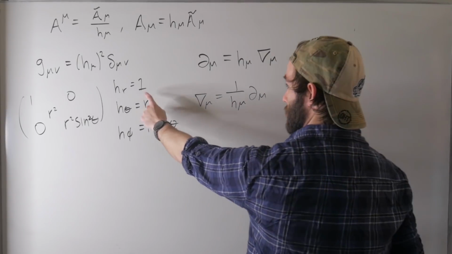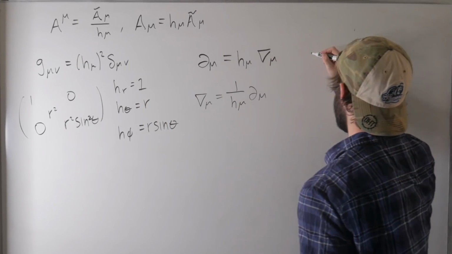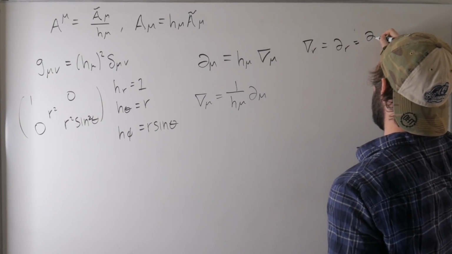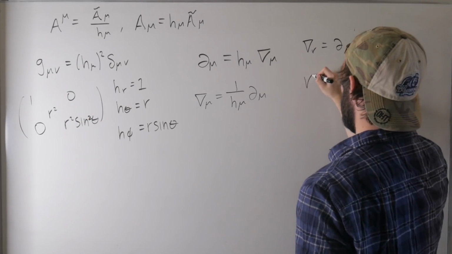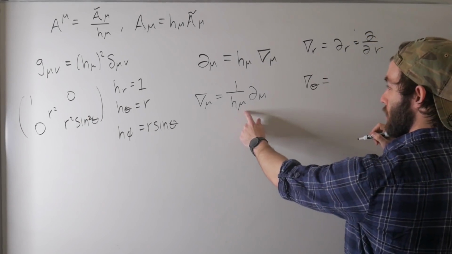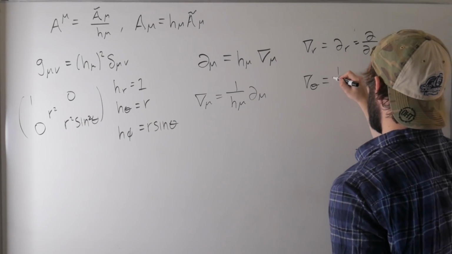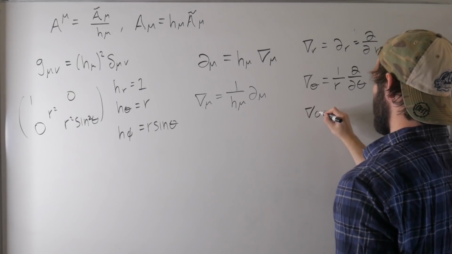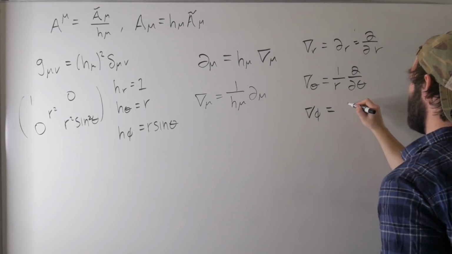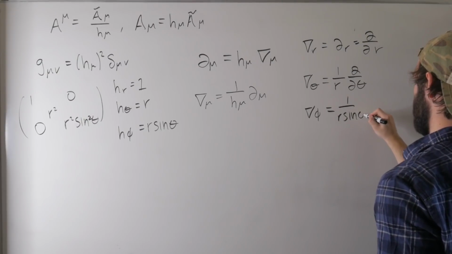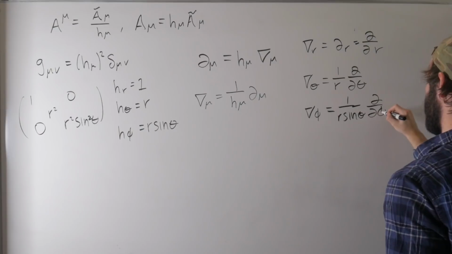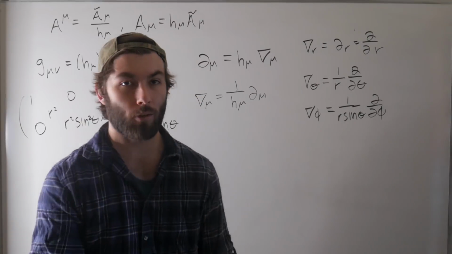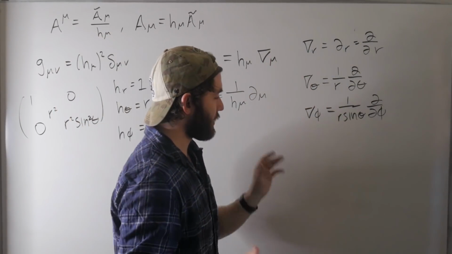Okay? And we know what these are. So let's do this up here. Del r is just equal to d/dr. So that's just the derivative with respect to r. Del theta is going to be 1 over r, so 1 over r d/d theta, and del phi is going to equal 1 over r sine theta d over d phi. So summing these up and attaching them to their appropriate basis vectors, we get the gradient operator in spherical coordinates, just like that.